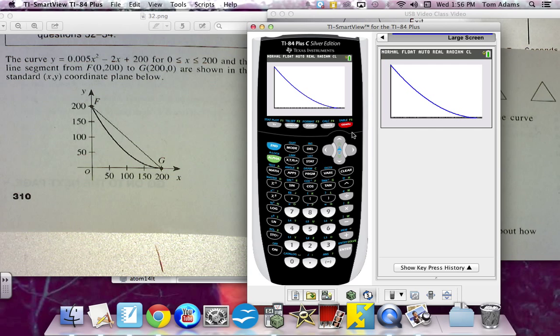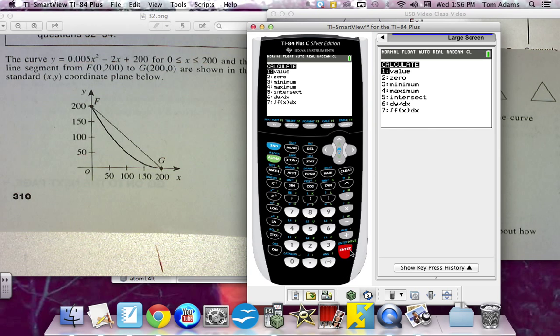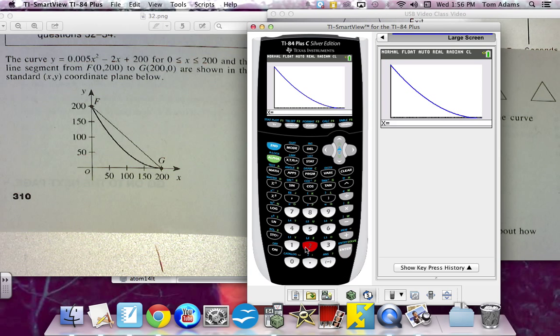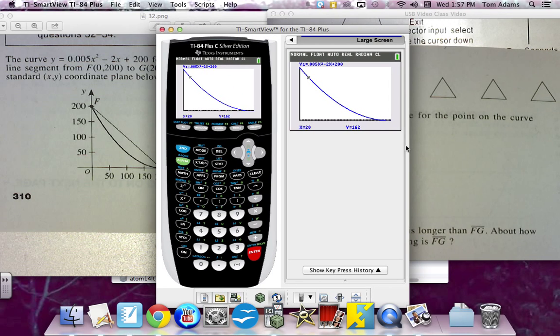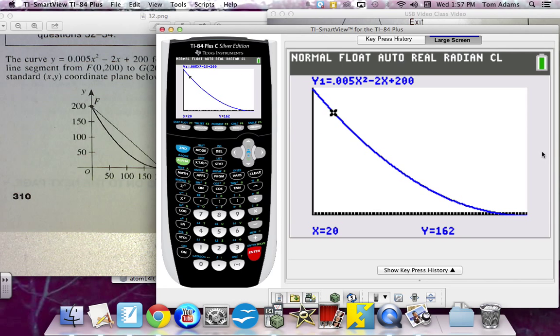Now, there's lots of ways that I can find out what that value is, but if you've graphed it in the graphing calculator, basically the easiest way is to hit second trace, and option number 1 is value. Now what that does is that lets you plug in an x value, and it spits out a corresponding y value. What's the y value, guys? Here, I'll make it a little bigger on the screen for you. What's the corresponding y value?